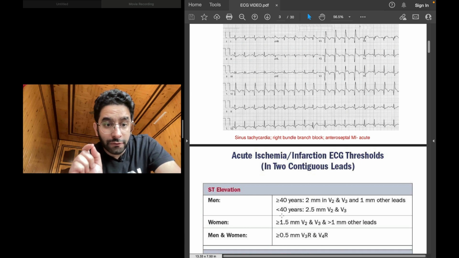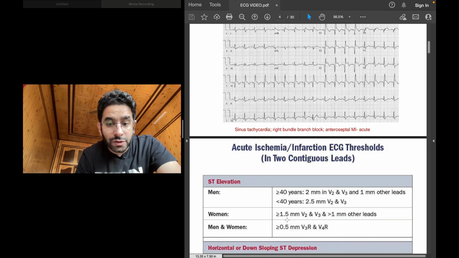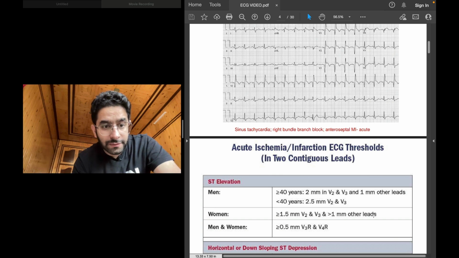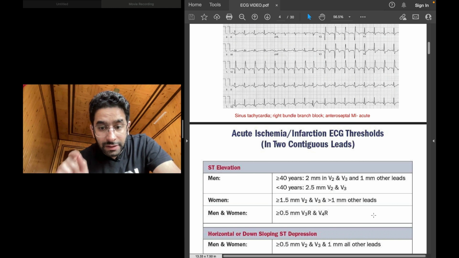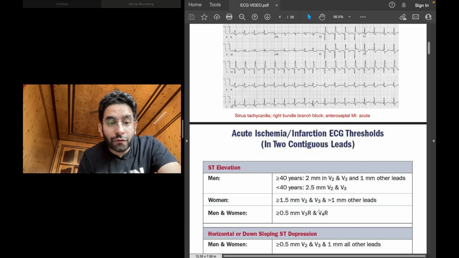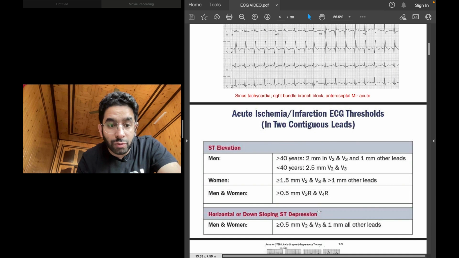Now remember, this is only for V2 and V3. This is not for other leads. For all other leads, it's 1 millimeter. For women in V2 and V3, the cutoff is 1.5 millimeter. For the rest of the leads, like men, 1 millimeter is the cutoff. Now if you look at right-sided precordial leads, that is V3R, V4R, the cutoff for ST segment elevation is 0.5 millimeter. So more than 0.5 millimeter, that's ST elevation.